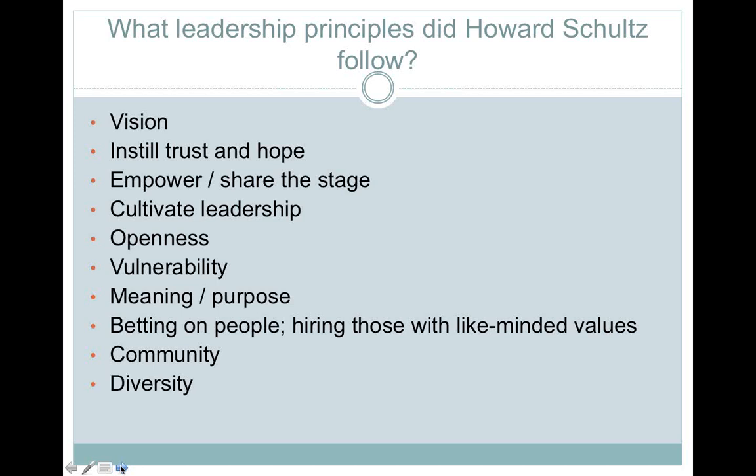And finally, diversity. One thing about growing up poor in New York City was being in government housing. There were people from many different cultural and ethnic backgrounds. So Howard learned to get along with a diversity of people, and he's continued to believe that diversity is important, and it's important to respect the diversity of backgrounds and peoples.